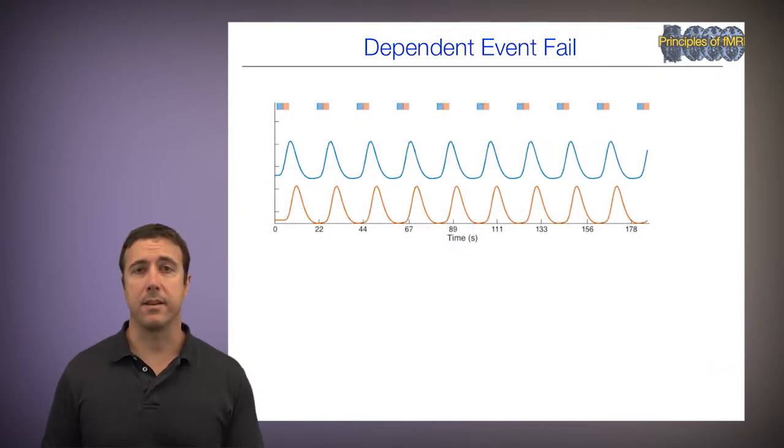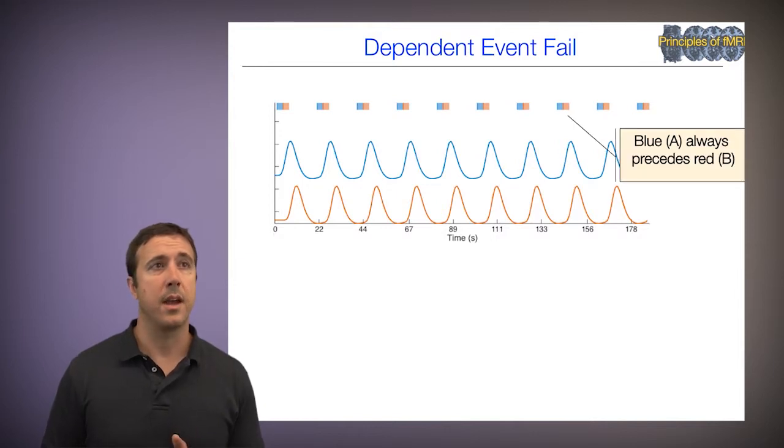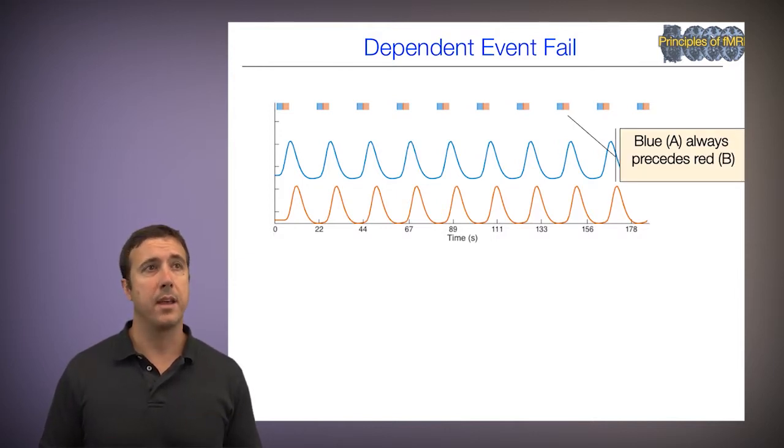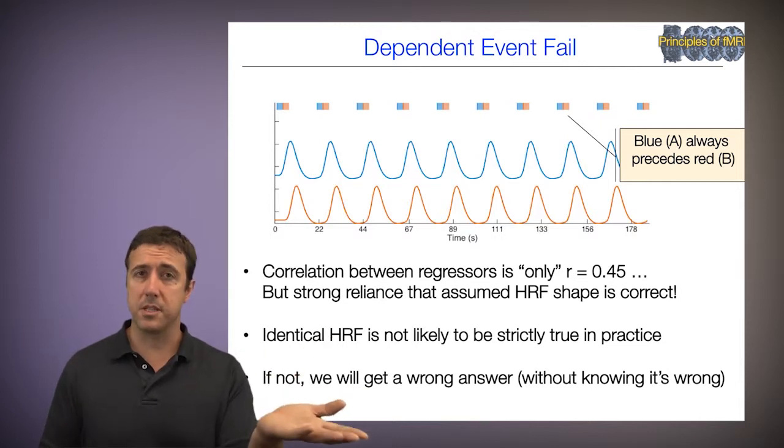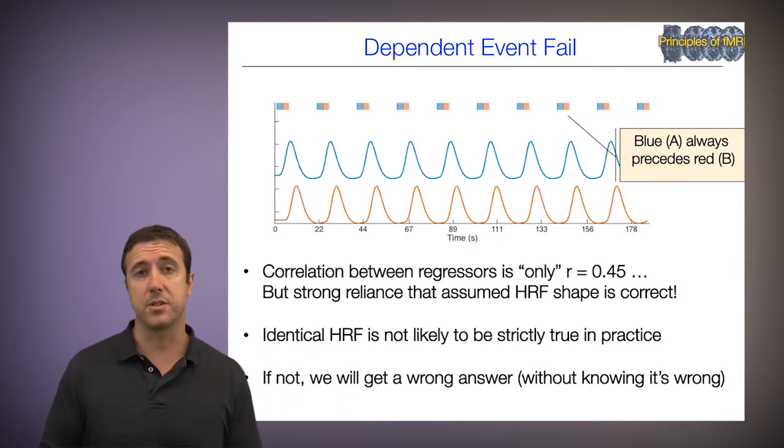First, let's look at a bad idea. So here's the design where there's always dependency. And now I'm just using a standard GLM, and as you'll notice, they're not perfectly correlated. And you can look at the correlation and you say, okay, maybe it's okay. Correlation is only 0.45, right? So you can get a response. You can estimate the response for those two regressors, potentially.